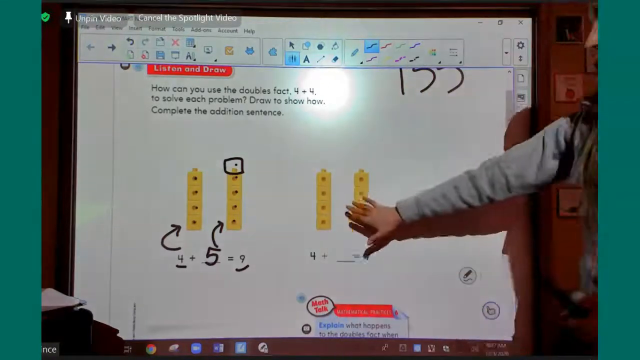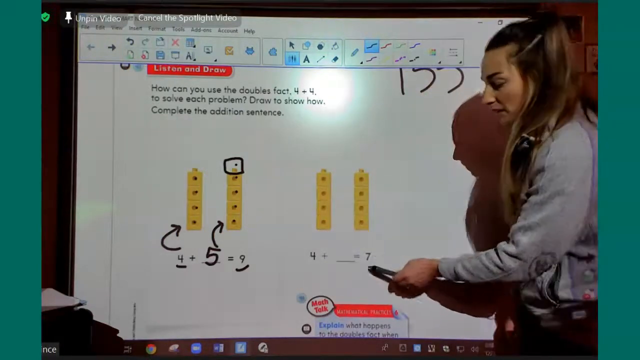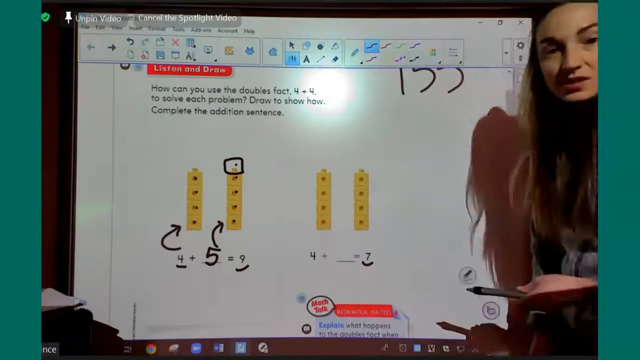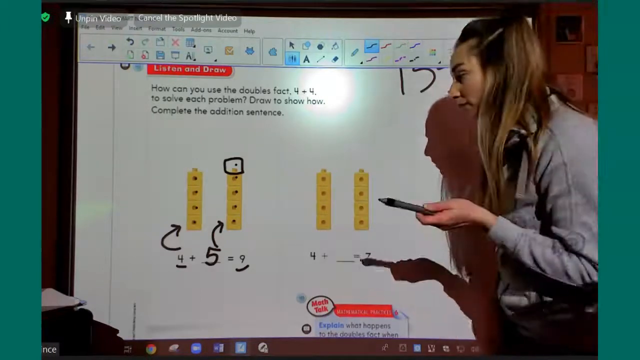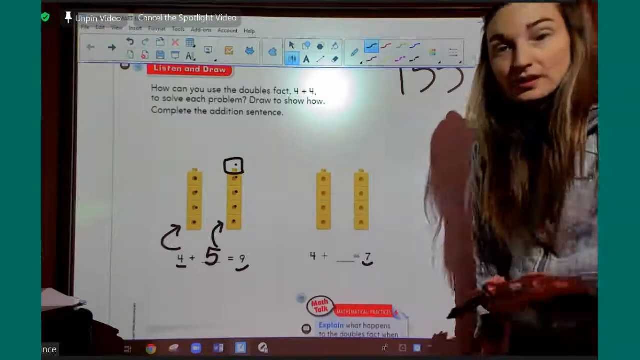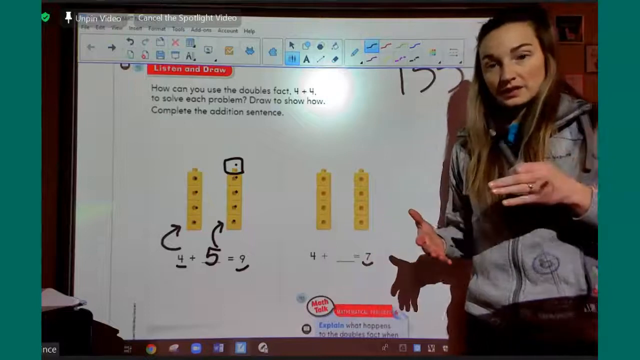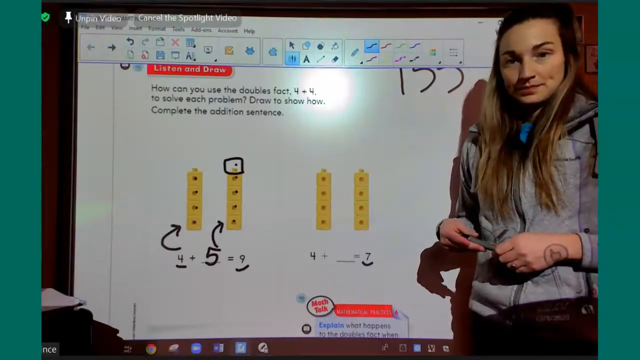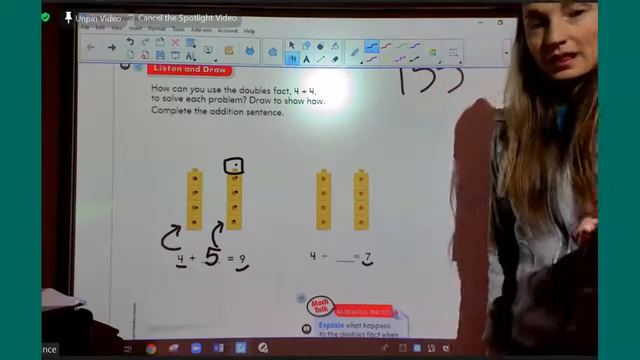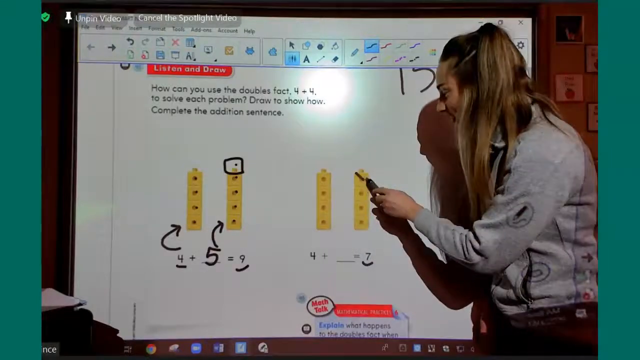All right, let's check this one. I'm seeing 4 cubes here and 4 cubes here, but it's telling us it needs to equal 7. We know that 4 plus 4 is 8. So, Sophia, is 7 greater than 8 or less than 8? Less than 8. So we need to cross out 1. Good job, Sophia. We're going to cross out 1.